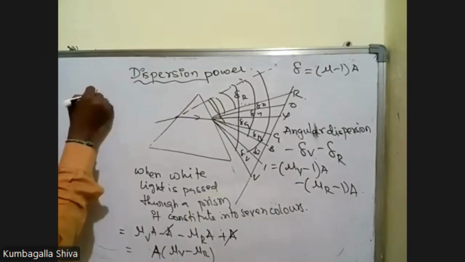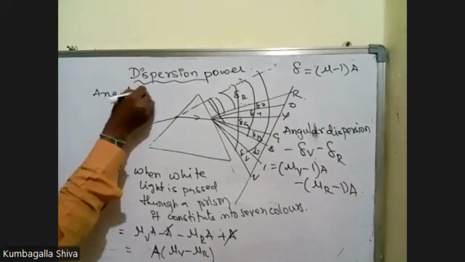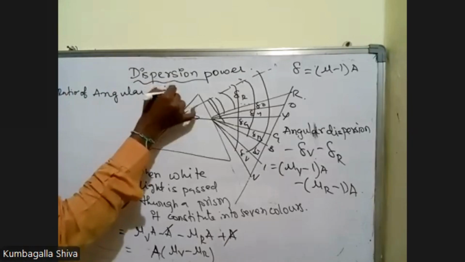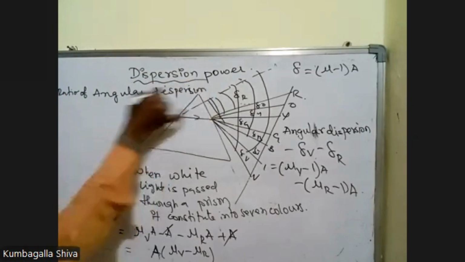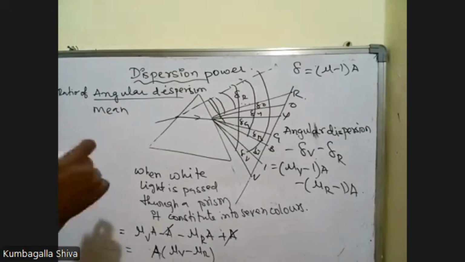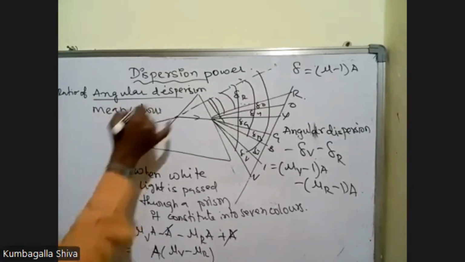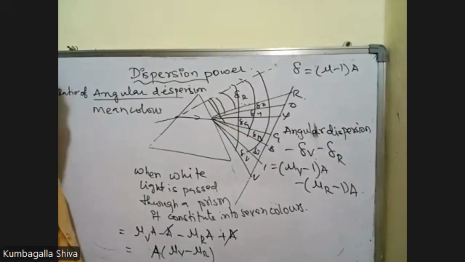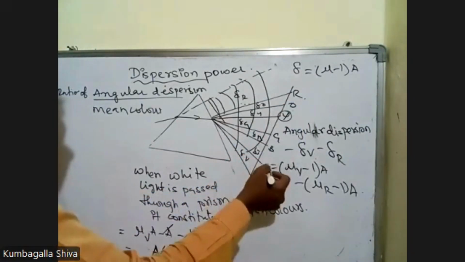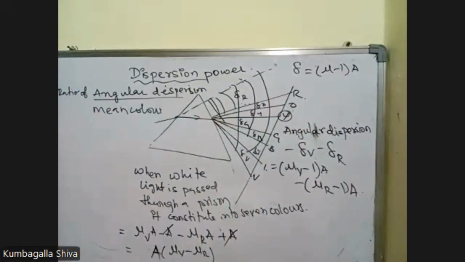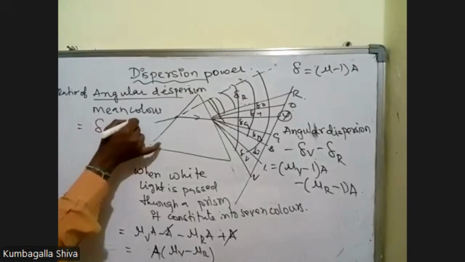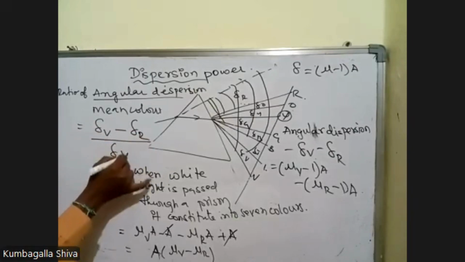Here power, what is the dispersion power? So the ratio of the angular dispersion to the mean color's deviation. Mean color is what? Mean color means average. So what is the average color you are having here? Yellow. From this side R, O, from this side you're getting yellow is the mean color. So we already know angular dispersion formula is what? Delta V minus delta R. Mean color is delta Y.